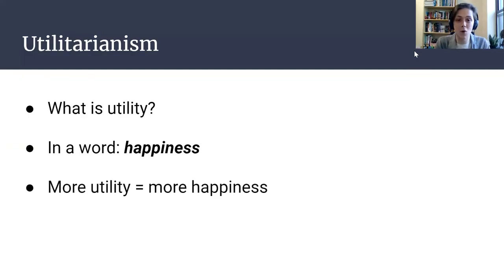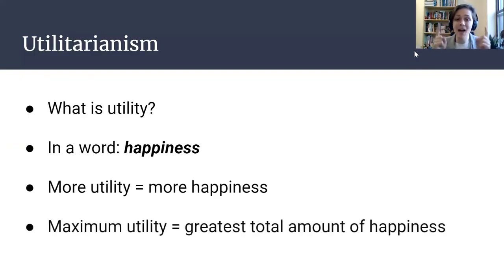More utility means more happiness, and the maximum utility means the greatest total amount of happiness. So the maximum possible utility would be the greatest maximum amount of happiness in total in the world. So more utility means more happiness in the world. And that's what utility is. That's what utilitarians are worried about.